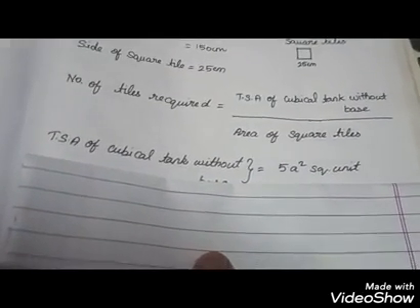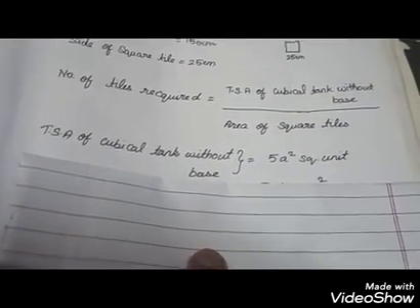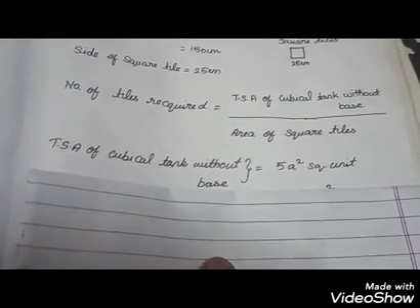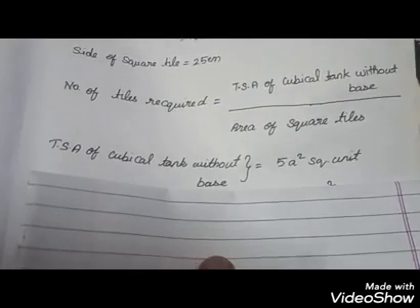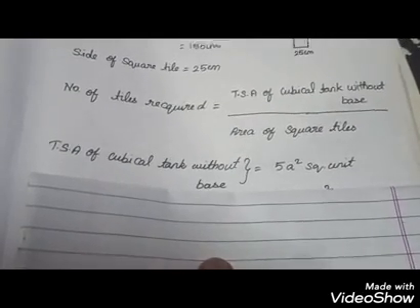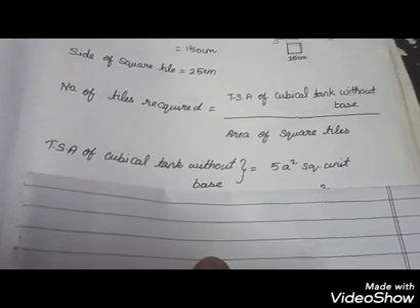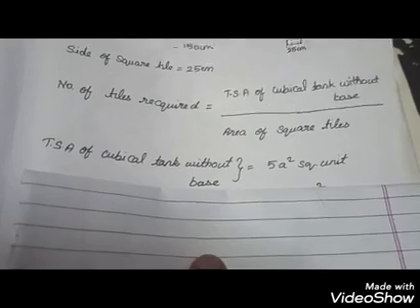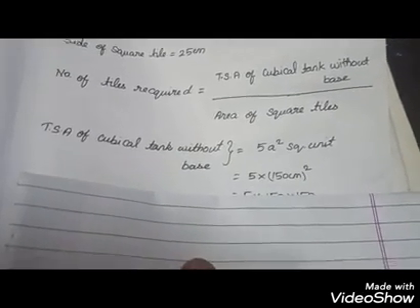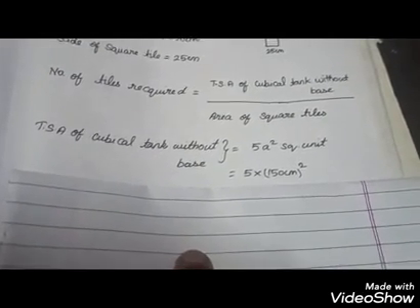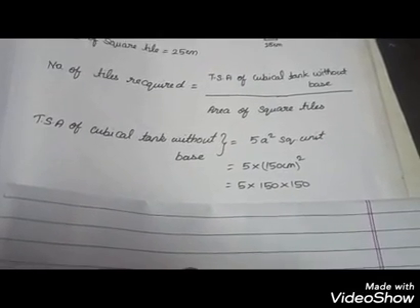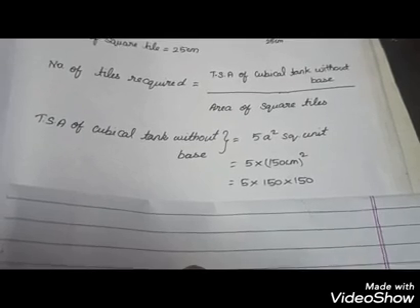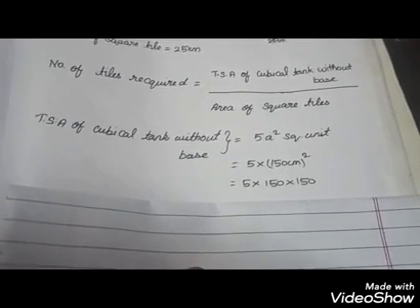Total surface area of a cubical tank without base means 5a square. You know that the total surface area of a cube is 6a square, and we need not take the base, so we subtract 1a square. So we get 5a square, which is 5 into 150 centimeter the whole square, 5 into 150 into 150. This is the total surface area of the cubical tank. We keep it safe, and finally we have to simplify it.